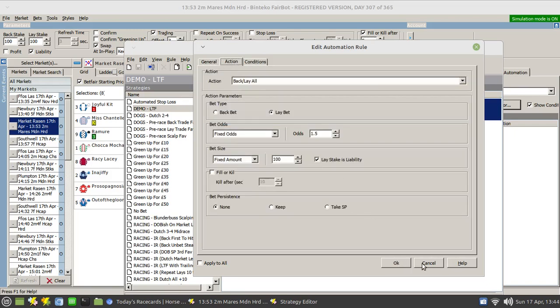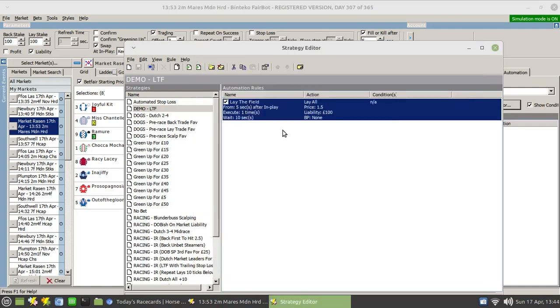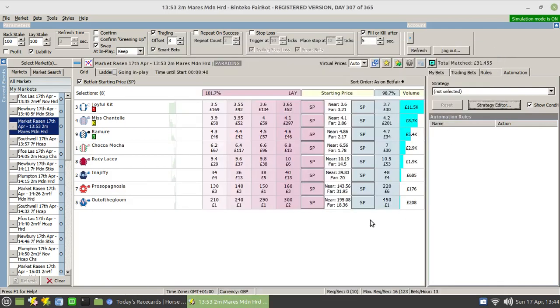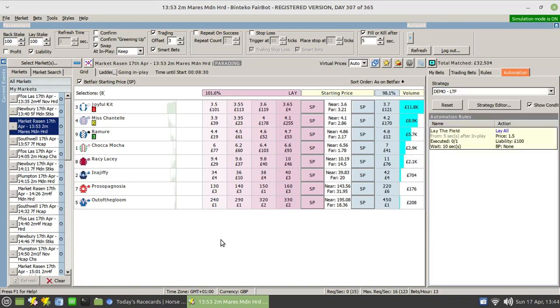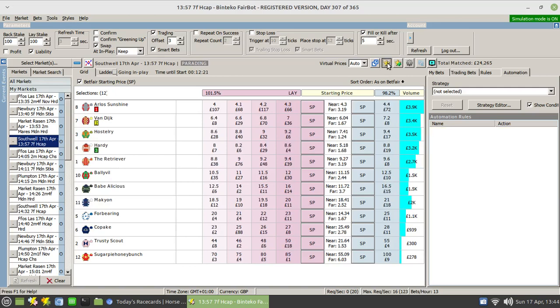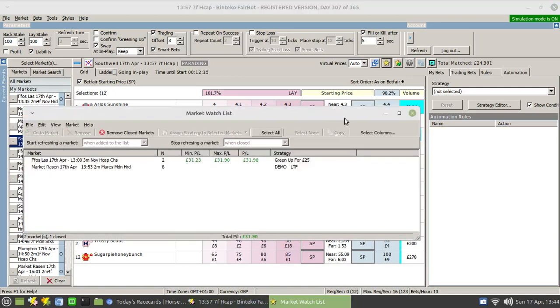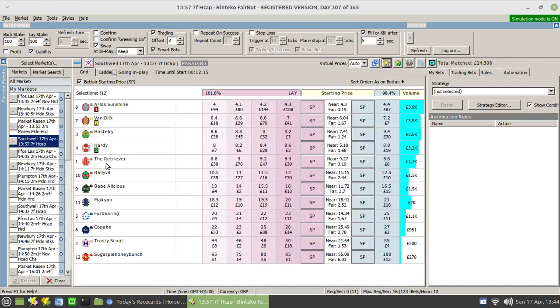So that's the strategy we have. Of course, with your race selected, it's easy enough simply to select that strategy from the list, which is a lot easier than going in and doing it for every race. And of course, as you've seen in other videos, you can add a number of races into the watch list. Ignore that one, I did that earlier on today.